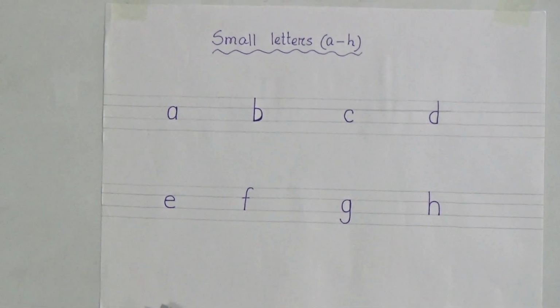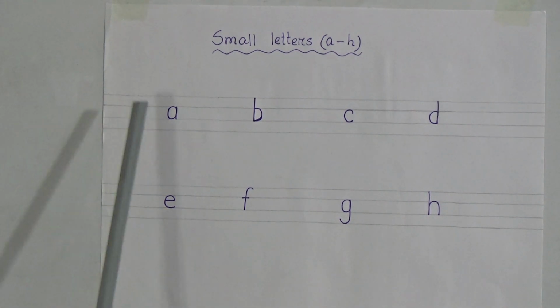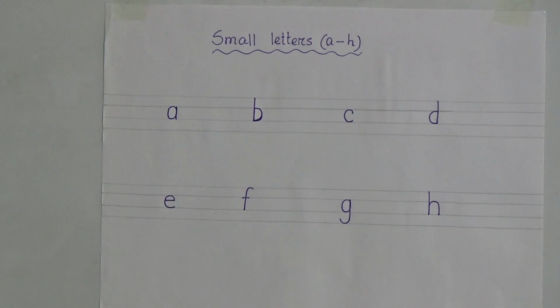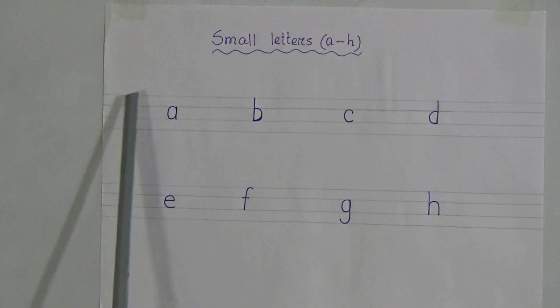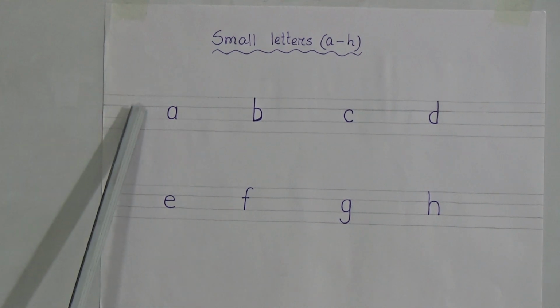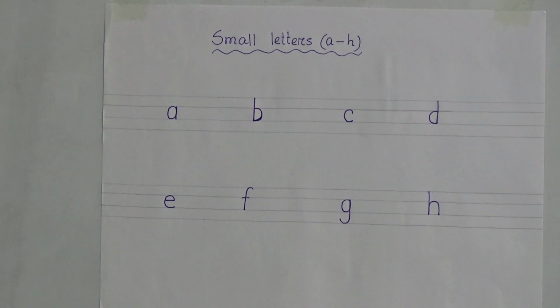Students, in the previous classes we learned the capital letters. And you have to know that we have to use 3 lines for writing the capital letters and small letters. For the capital letters we have to use only the first 2 lines. But for writing small letters, sometimes we have to use only the middle line, sometimes only the first 2 lines, sometimes the last 2 lines.